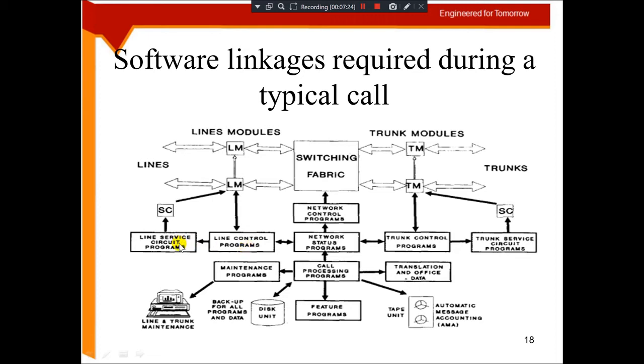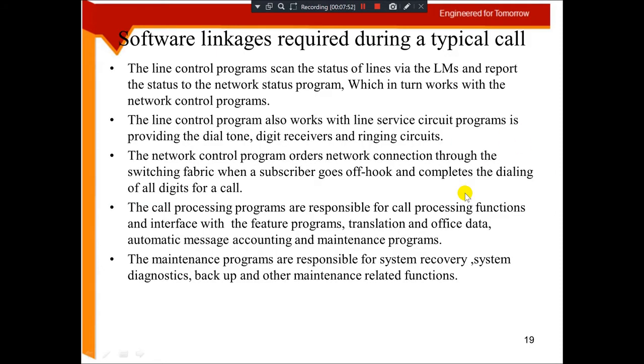This is the line control program. This is the line service circuit program, and SC is nothing but a service circuit, which we have discussed in module number 2 and module number 5. And this is a line trunk, and this is a disk unit, the backup for all the programs and data, feature programs, tape unit, automatic message accounting, translation of office data, and call processing programs, which are interconnected. These are lines, these are the trunks.